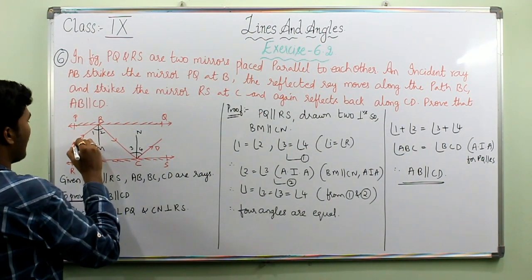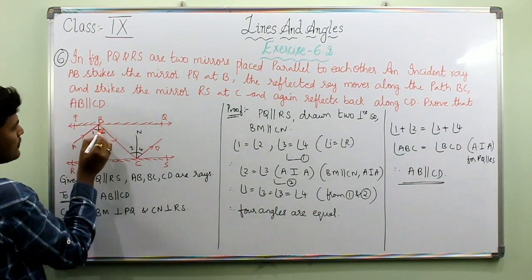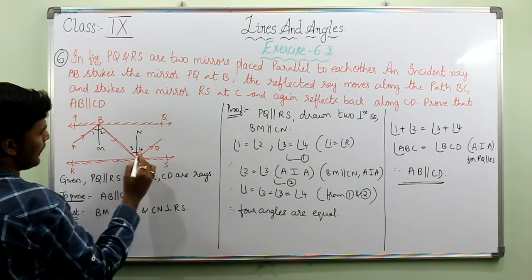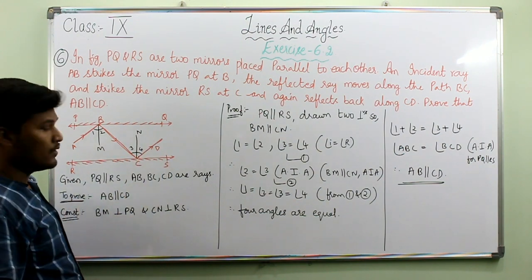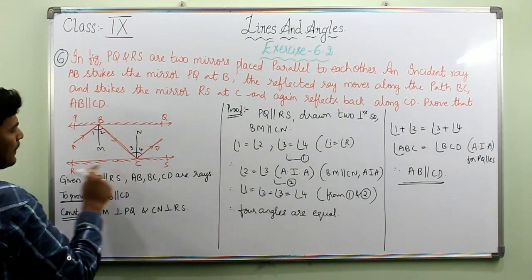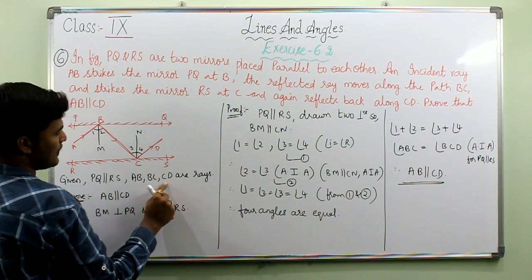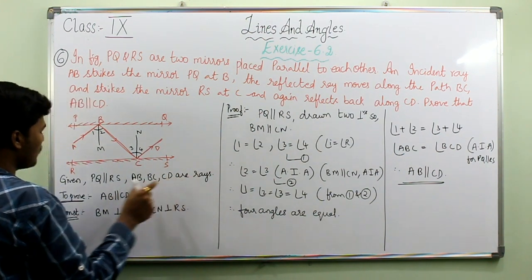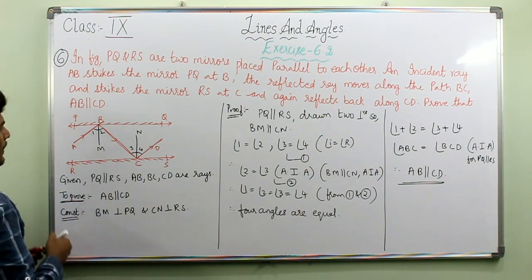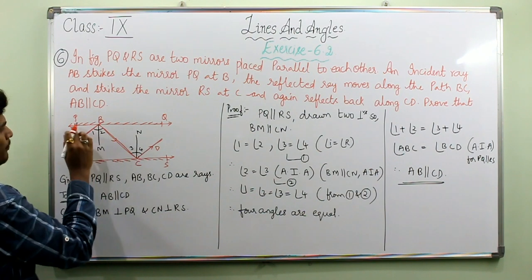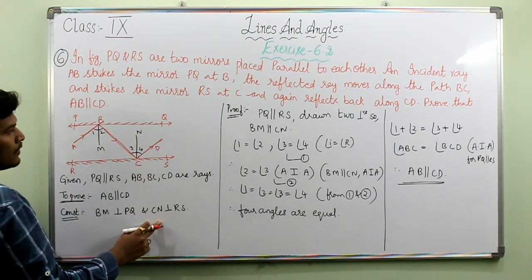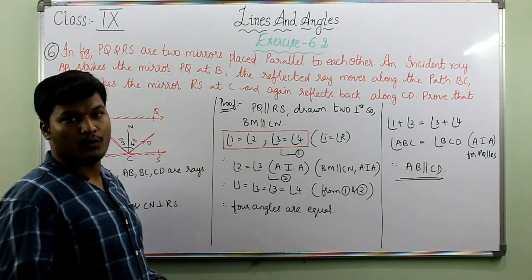Here AB is the incident ray, and BC is the reflected ray. Again this is the incident ray for the next mirror, and this will be the reflected ray. Given that PQ is parallel to RS, and AB, BC, CD are rays, we have to prove AB is parallel to CD. In order to prove this, I am drawing a perpendicular line BM perpendicular to PQ, and CN perpendicular to RS. Now let us see the proof.